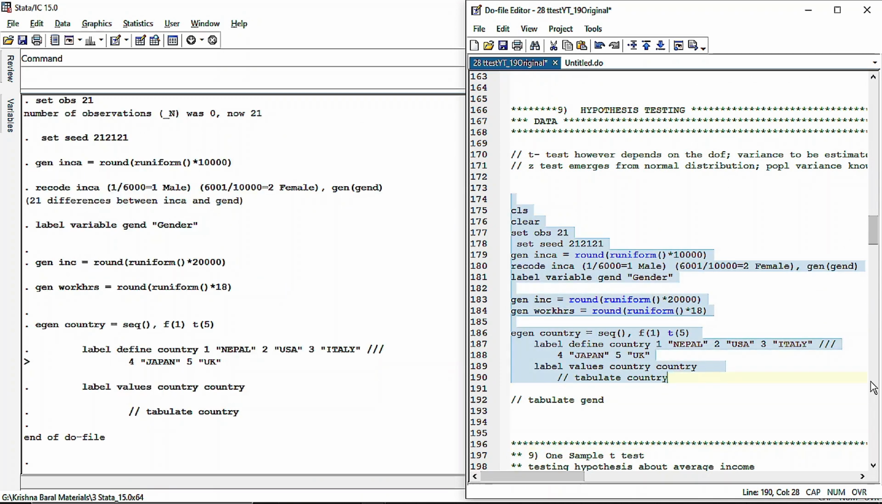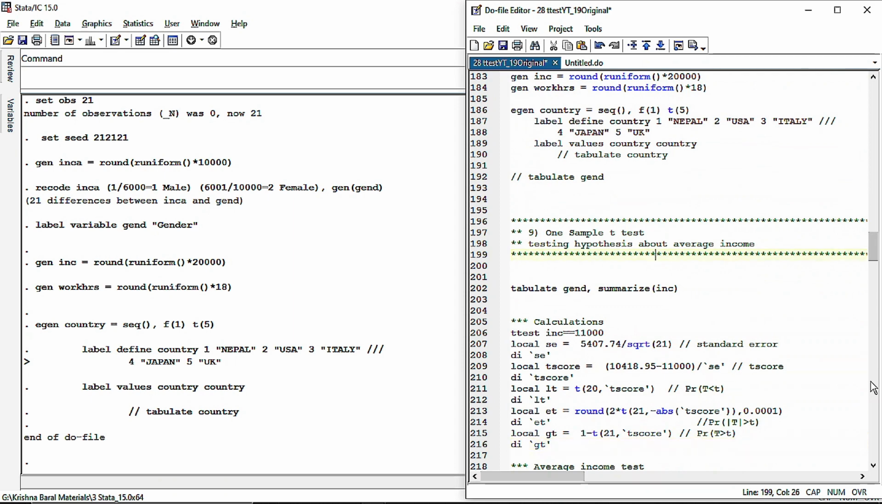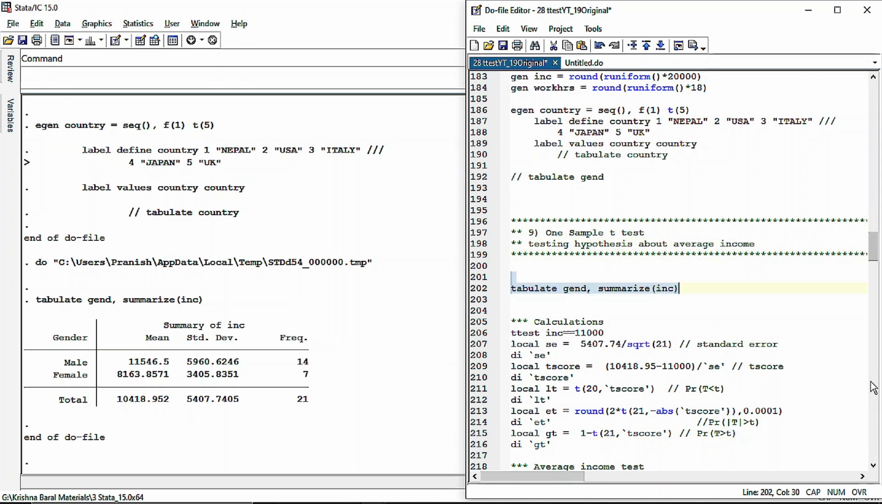So this is our data set that we are going to use. Now let us calculate the t-test for a single sample, the one sample t-test. Let us tabulate income across gender, and we see that the average income is 10,418 and the sample standard deviation is 5,407, and we want to test the hypothesis whether the average income is 11,000. We use the t-test when we don't have information about the population standard deviation.